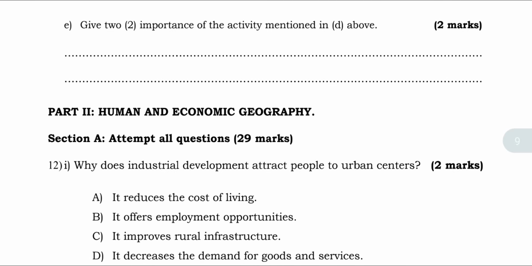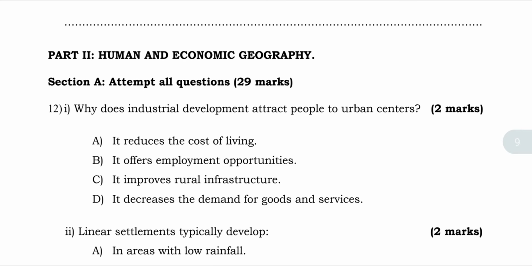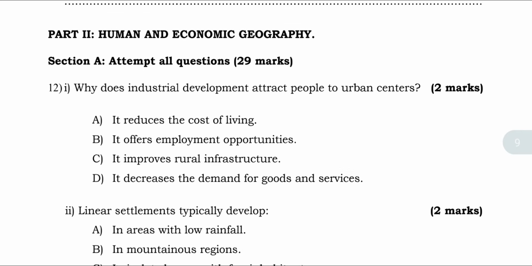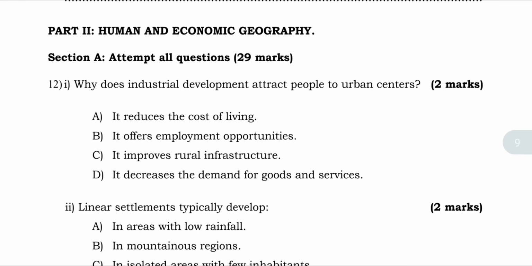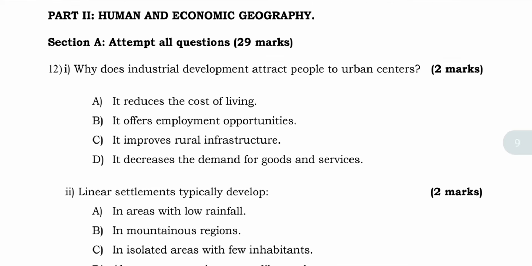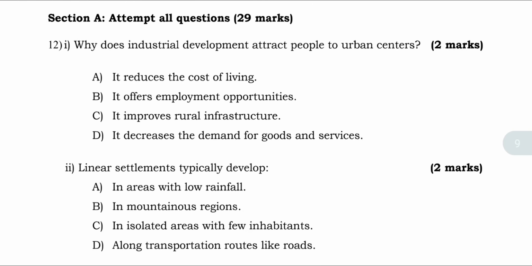Okay. Part 2, it is human and economic geography. Of course, attempt all questions, 29 marks. Question 12. Why does industrial development attract people to urban centers? Have 4 options. Okay. You have to select the best answer.